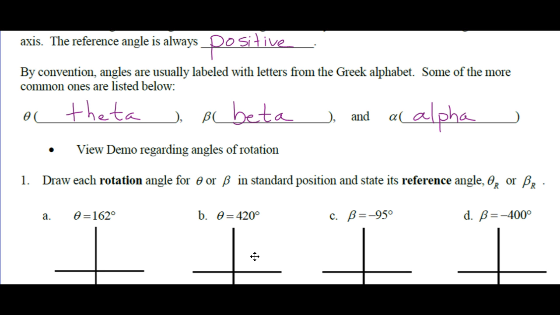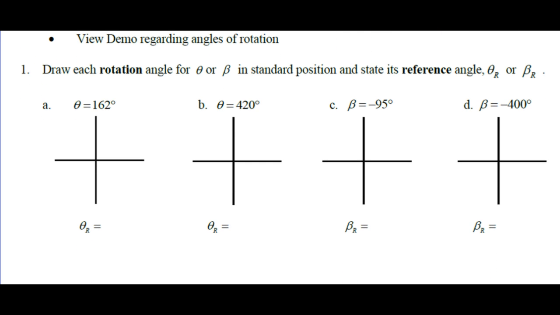Draw each rotation angle for theta or beta in standard position and state its reference angle. So we're going to say theta sub r. If I'm referring to a reference angle, it's going to be theta r, beta r, alpha r, gamma r, etc. So theta is 162 degrees. Where do I draw theta? In quadrant 2. We know this is 0 degrees, 90, 180, 270, and back around would be 360. So 162 lies somewhere in here. We indicate it by drawing a rotation in a counterclockwise or positive direction. It's positive 162 degrees, so I indicate that with a positive rotation. Here's theta, and here's theta sub r. What's theta sub r equal to? In other words, what's the reference angle?